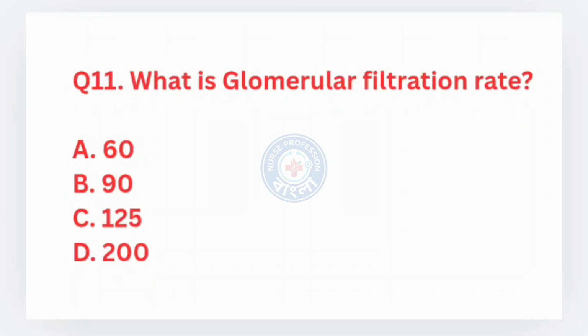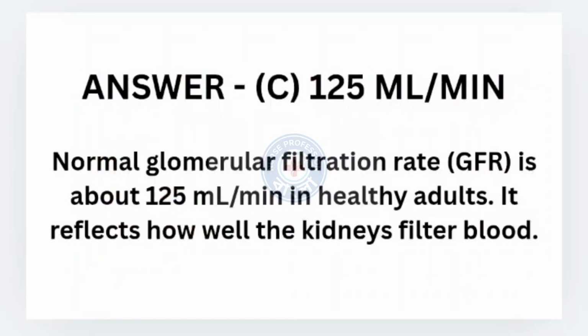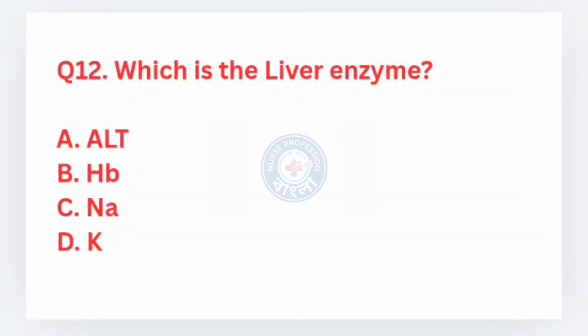11. What is the normal glomerular filtration rate? 60, 90, 125, 200. Answer, 125 ml per minute. Normal glomerular filtration rate is about 125 ml per minute in a healthy adult. It reflects how well the kidney filters blood.